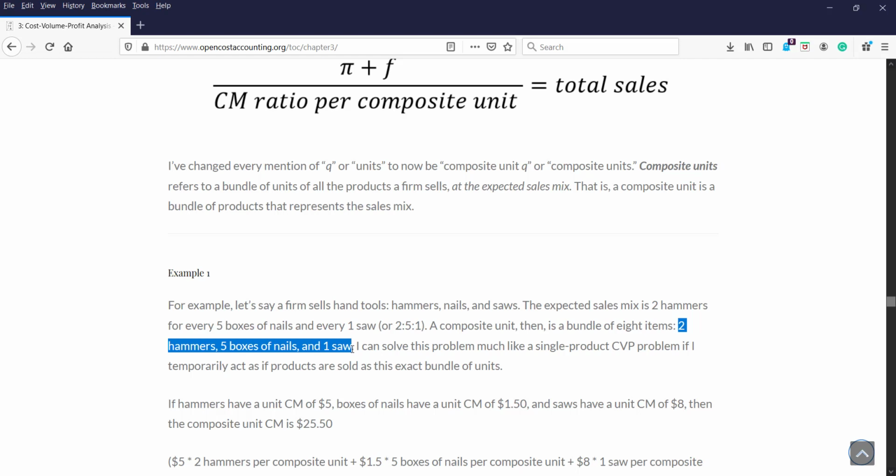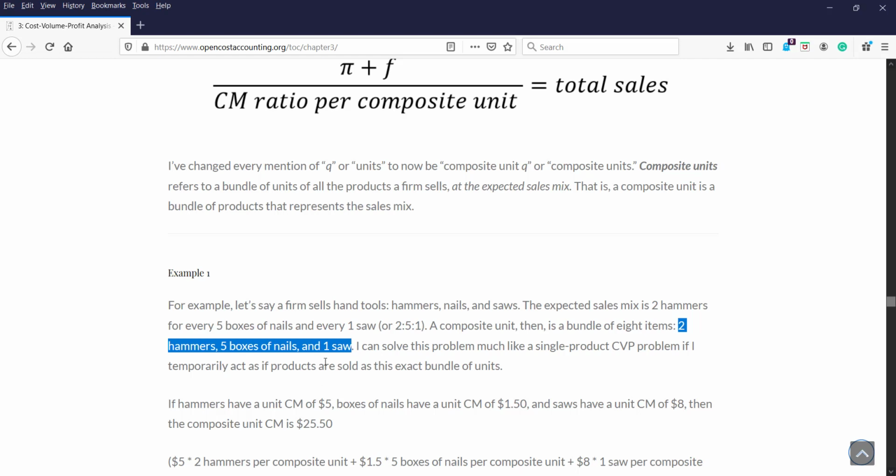We're not actually going to change anything in store. Don't worry about that. This is not a policy decision. We're just using it for the analysis. I've also seen it where you'll get fractional composite units. I don't want to worry about that. We'll focus on doing it this way. I think it works a little better. Just whole units based on our sales mix.